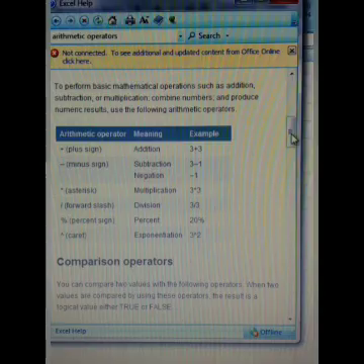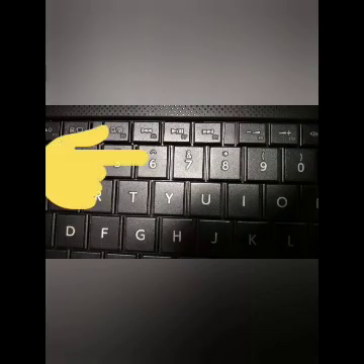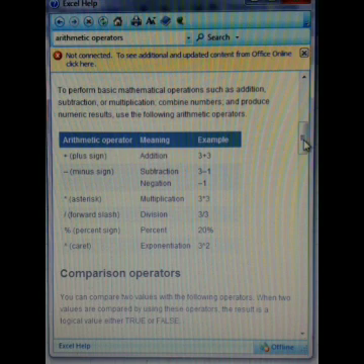Next operator is known as caret. It is used to find out the power of a number. Its description is given as exponent. Then percent sign. It's used to find out the percentage of a number. For example, if you give an equation like equal to 20%, then you will get the result as 0.2.